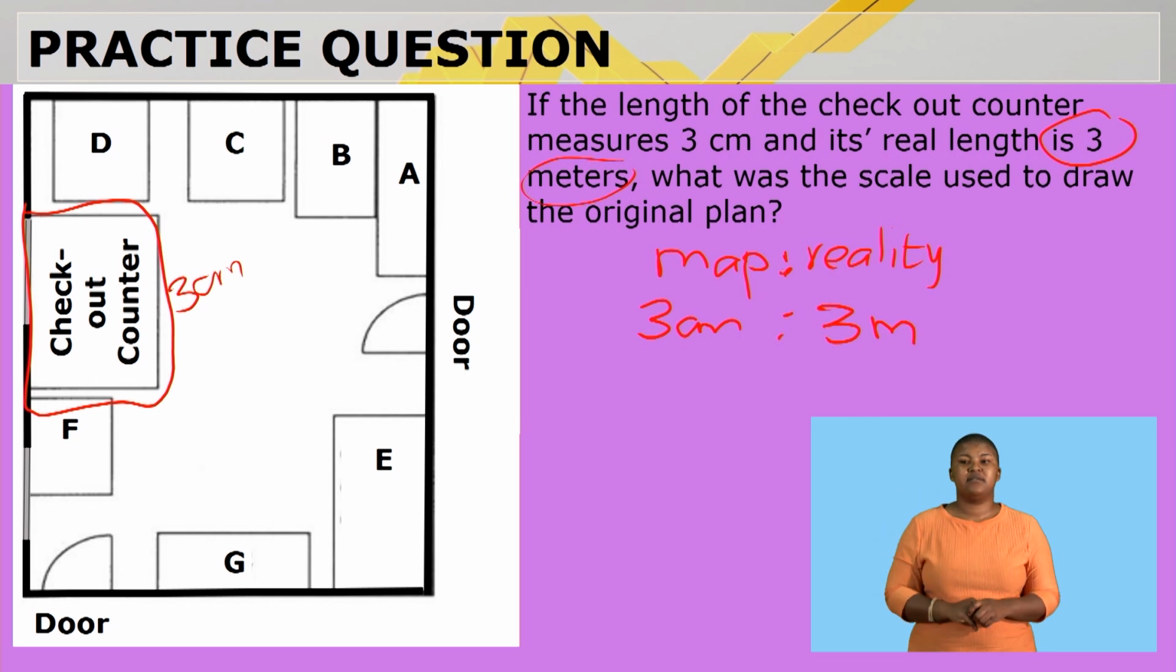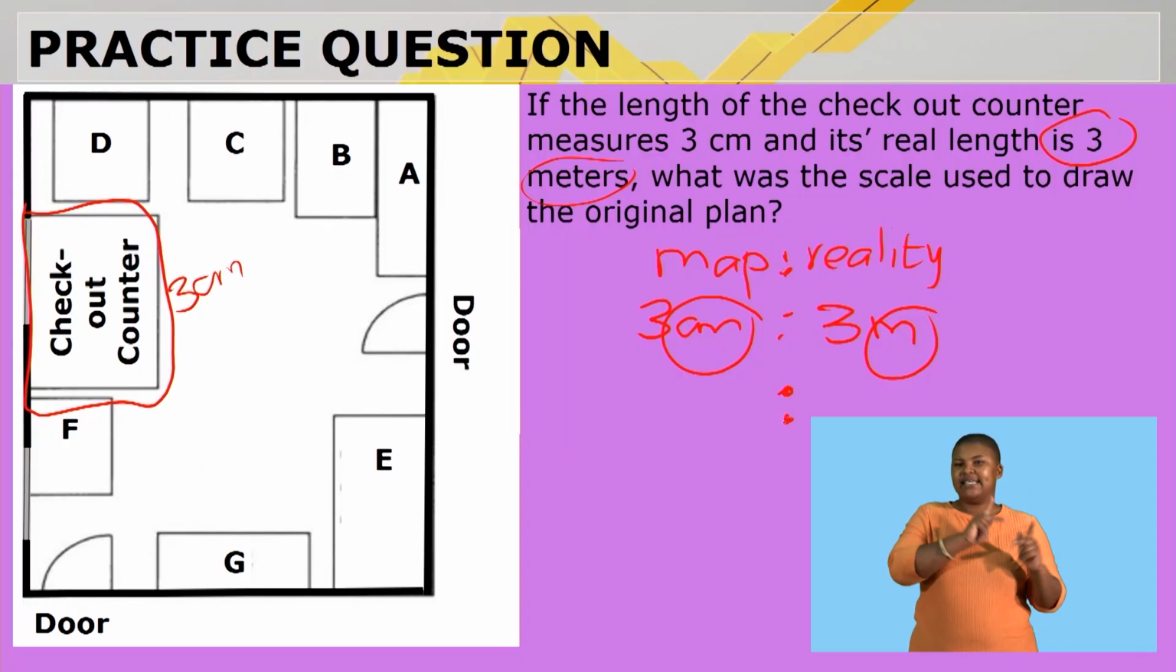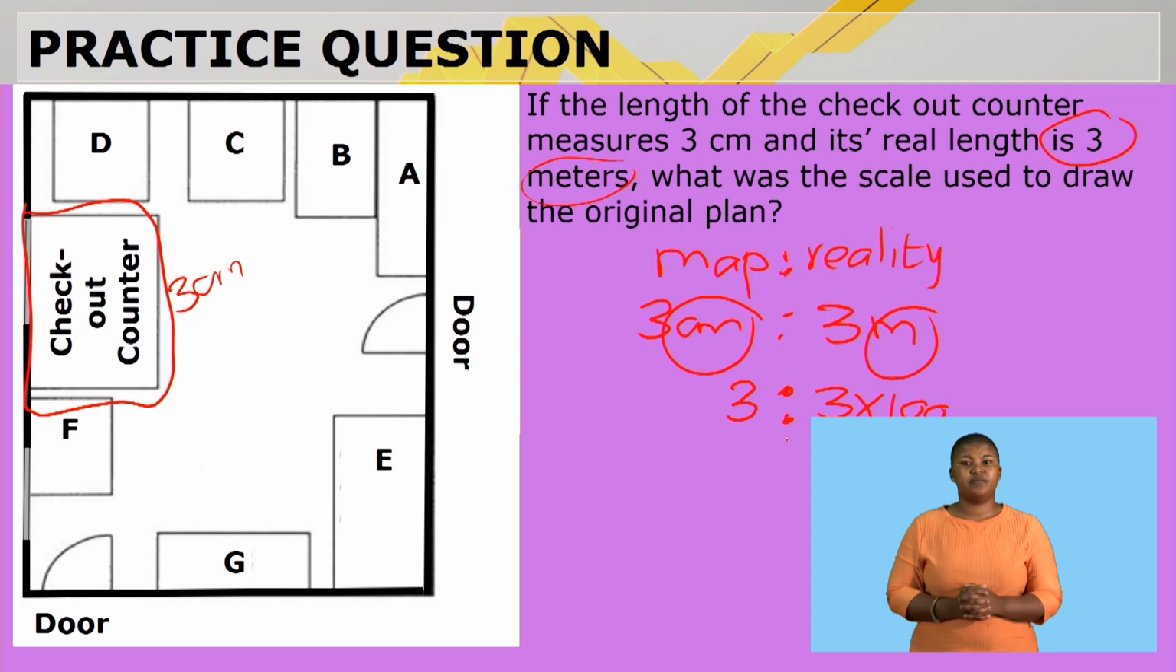And now we need to remember that the left-hand side and the right-hand side of a scale need to be the same units. So there is a conversion needed. Let's keep the centimeters, because remember, you can't measure in meters on a map. So we'll keep it in centimeters. So on the left-hand side, it will remain a 3. And then on the right-hand side, we will multiply by 100 to convert to centimeters. So then it's going to be 3 is to 300.